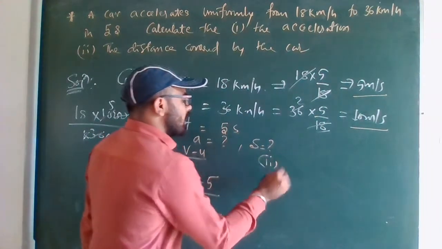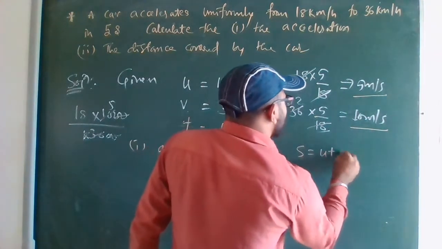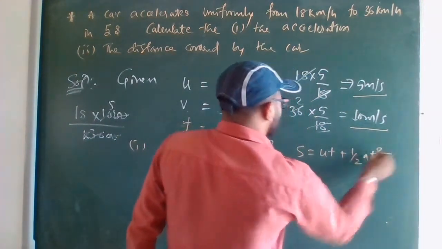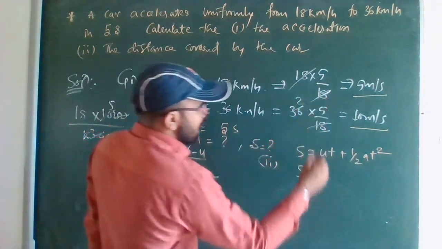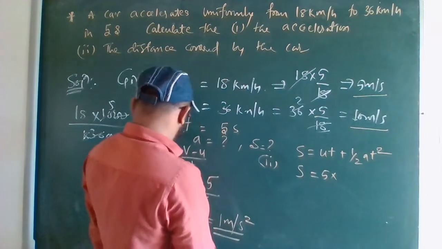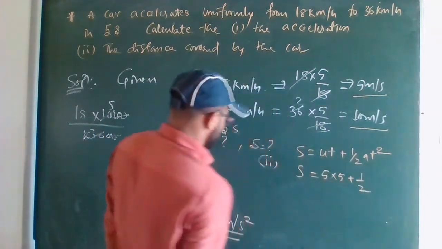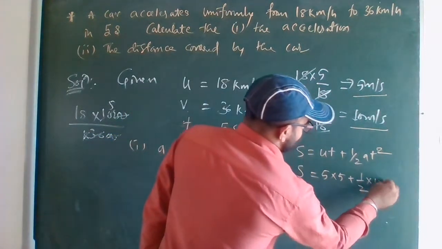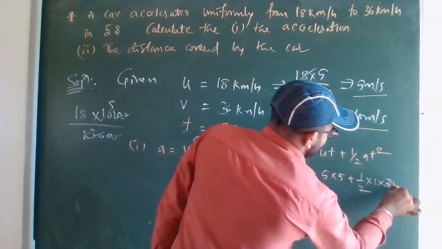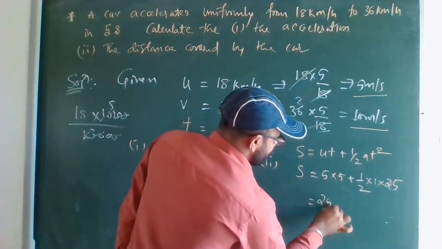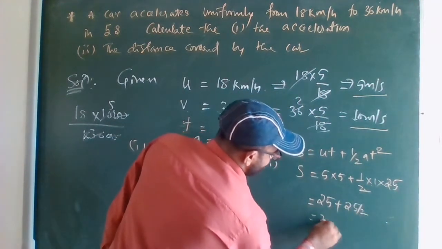So I want to find out S also. So S is equal to what? Ut plus half at square. So S is equal to, what is my U here? 5. Time is, where is the time? That is also 5. Plus half, what is A? 1. What is t square? T square is 5 square, that is 25. 5 times 5 is 25. 25 plus 25 by 2. That we can say 12.5.